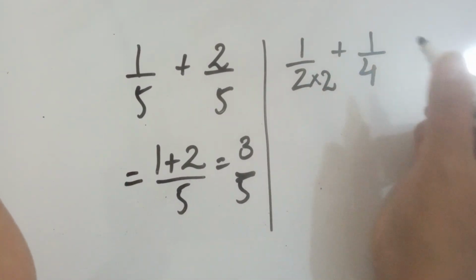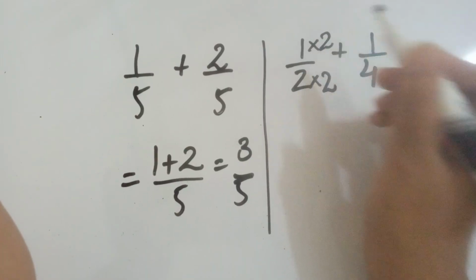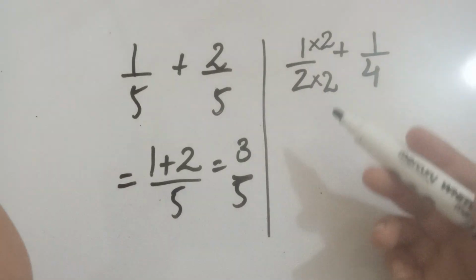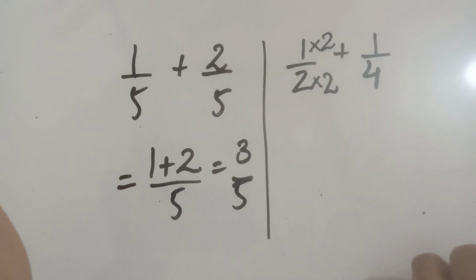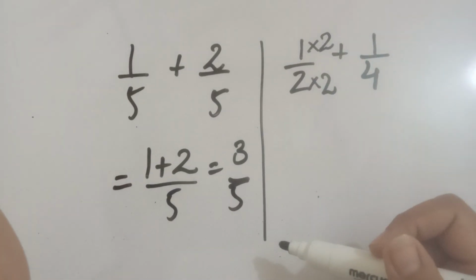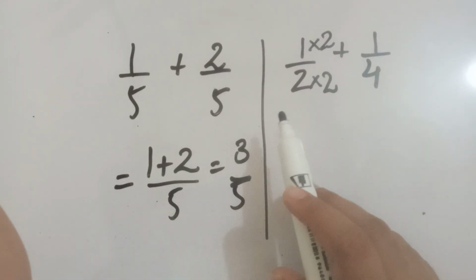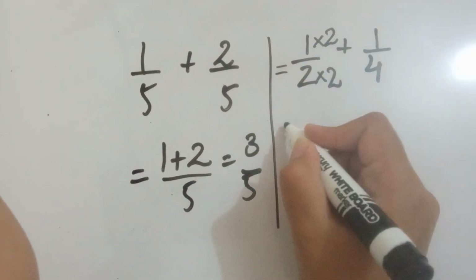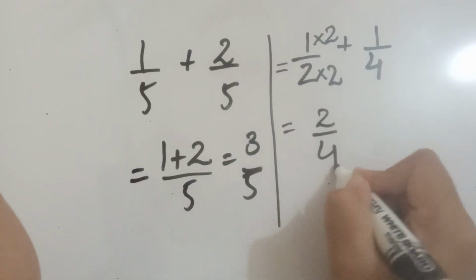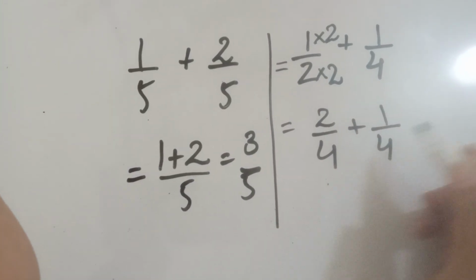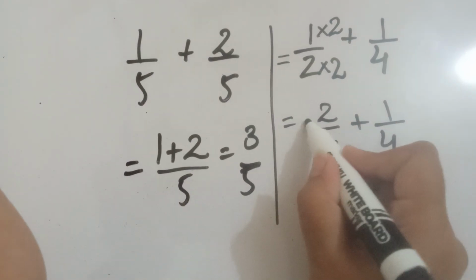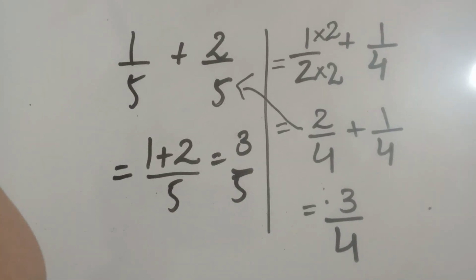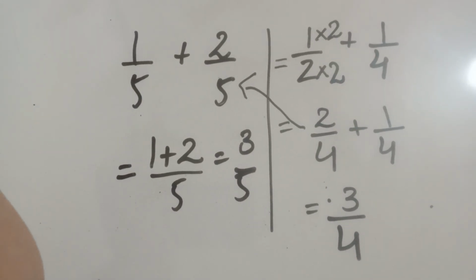Multiply by 2 in the numerator and in the denominator both. Why? Because it's a rule of maths. By this the fraction will become balanced. That's why we multiply the numerator as well. So I will write 2 by 4 plus 1 by 4. Now it becomes just like this one. So it's 3 by 4. By this you can add different types of fractions.